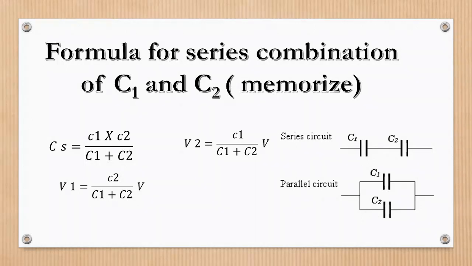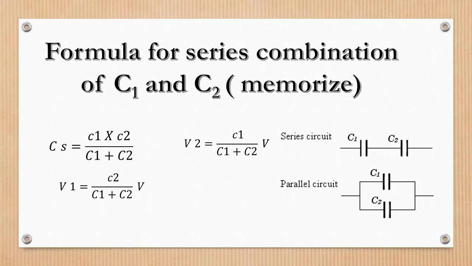Now the first one is the series combination. Two capacitors connected in series, C series is equal to C1 into C2 divided by C1 plus C2. It's a very handy formula. Remember, this is not applicable for more than two capacitors.